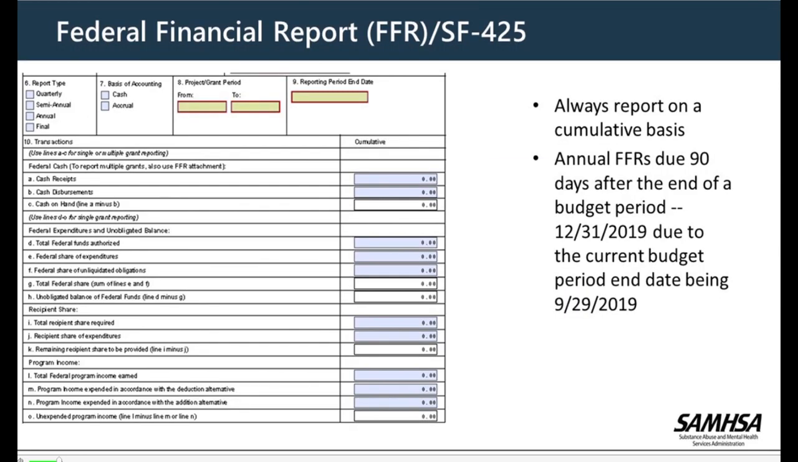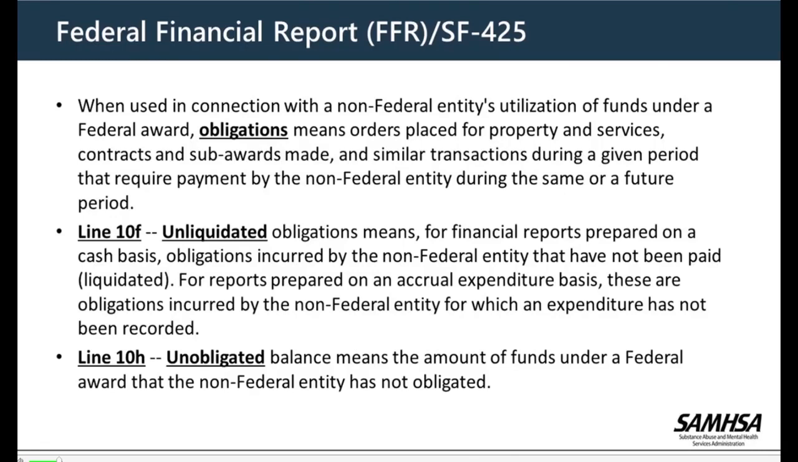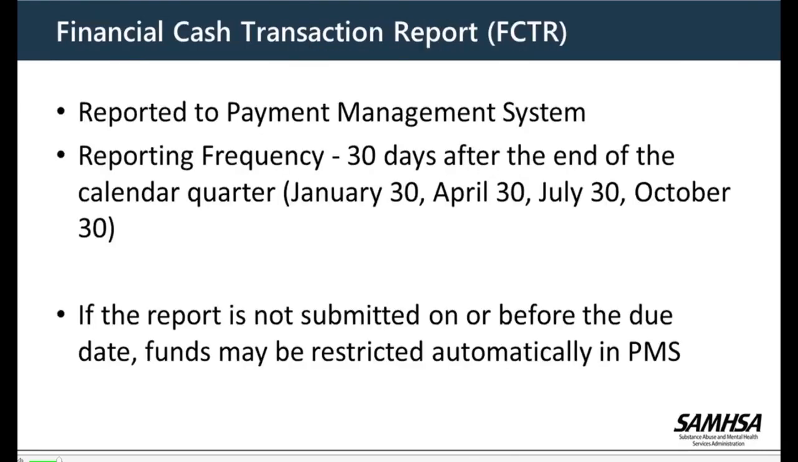So this is just the screenshot of the FFR. Hopefully, if you've had a grant before, you might be a little bit familiar with it. Go to slide 81, I think. Yeah. So the financial cash transaction report is due to the Payment Management System, and that's the system where grant funds are drawn down. Maybe the business officials or the budgetary people in your organizations are more familiar with this.